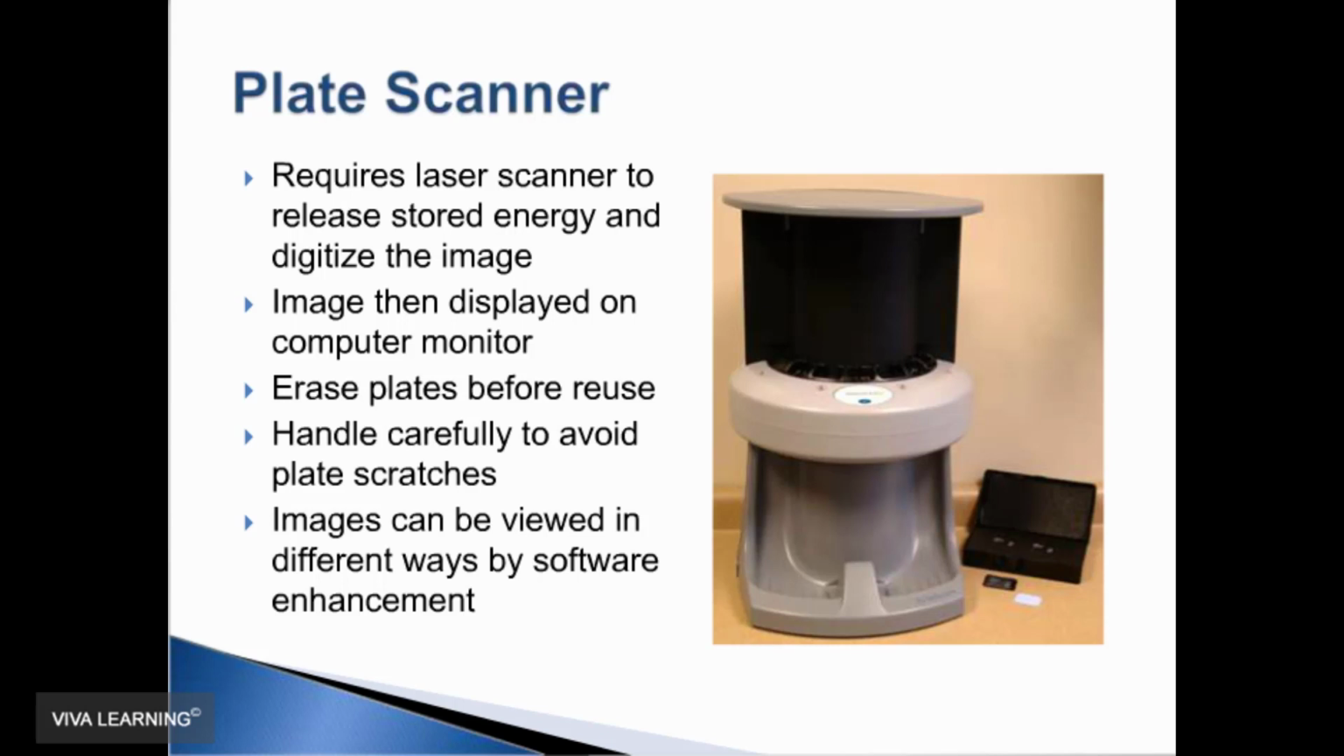Digital receptors of the plate variety have to be scanned in order to digitize and then view the image on the monitor. The image then can be adjusted or viewed in different ways by using software enhancement, just like rigid digital receptors. These plates would then need to be erased before reuse to make sure there's no remnant image on the receptor. Most systems will allow the plate to be erased once the plate is scanned.